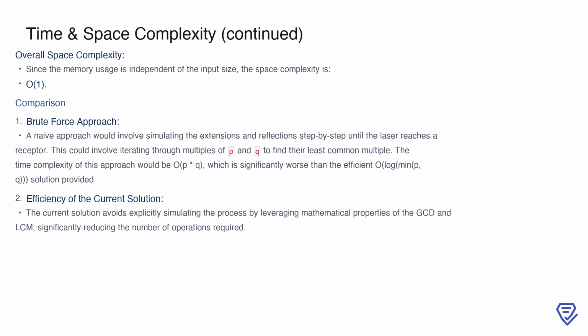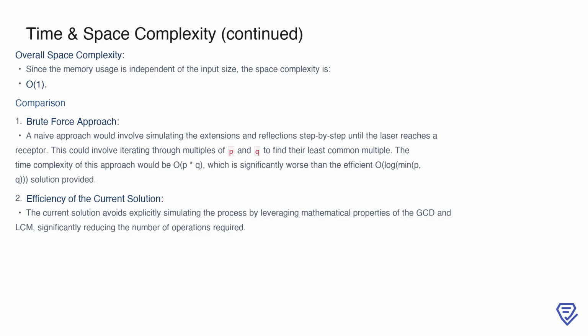To compare this solution with a brute force approach, imagine simulating each extension and reflection step by step until the laser reaches a receptor. This would require iterating through multiples of p and q to find their least common multiple. The time complexity for this naive approach would be O(p*q), which is significantly worse than the efficient O(log min(p, q)) solution we've achieved here.